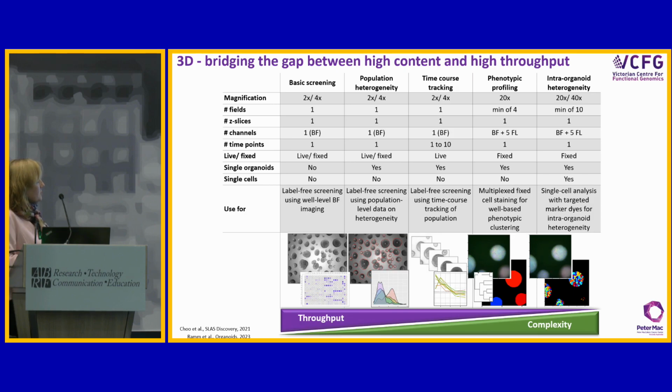We can do population heterogeneity, we can do time course tracking, then we can start to get a bit more sophisticated with our multiplexed fixed endpoints for phenotypic clustering, right up to where we're starting to do single cell analyses off these multiplex stained images as well, and getting heterogeneity within the organoid and then within the population as well. So we'll always have a trade-off between throughput and complexity, but it really depends on what that end user wants, and if we're getting close to that personalised medicine strategy, it might be really important for us to start playing down this end. If we could do a spatial in an organoid one day, that would be amazing.